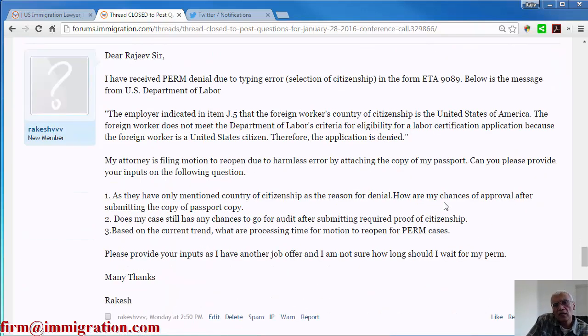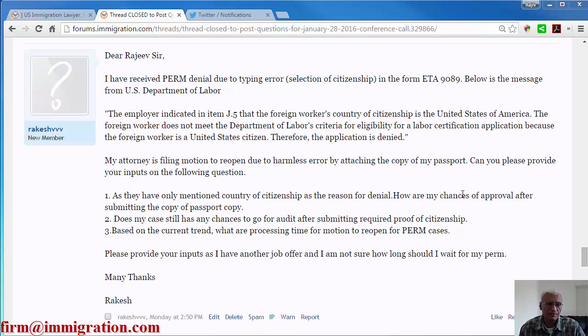Rakesh had a PERM denial due to a typing error. What happened was, this is such ridiculous rules. I mean, typographical errors can happen anywhere, even in our own office. Even though we review the form, 3 different people review it. Even the employer reviews it, the employee reviews, we can still make mistakes. And for the dumbest typographical errors, they will deny the case. Here, they said country of citizenship USA. They denied the case. Okay.